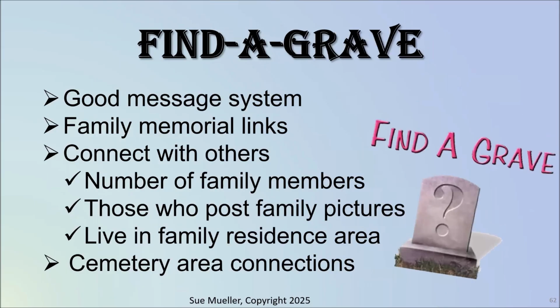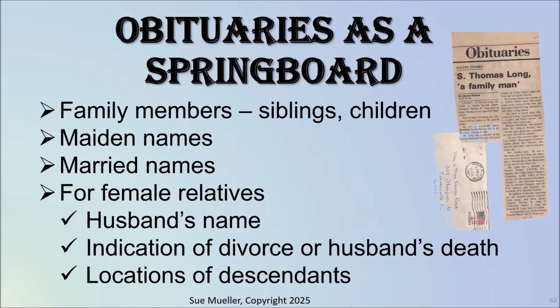Find a Grave has a decent message system if you can get somebody to get back to you. That's frustrating. But you may find people who have pictures there or live in the same family residence area and can suggest where you should go or what you should do. I mentioned before about siblings, other obituaries finding you more information, and that may include female relatives where you finally get their husband's name. So you're going to use obituaries to jump to something else.